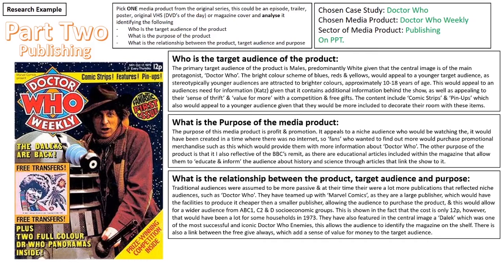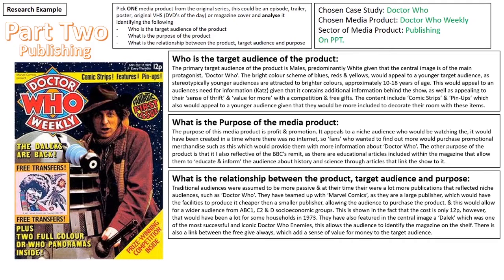a wider demographic, so A, B, C1, C2 and D socio-economic groups, because even though it's 12p and you go, oh no, it's 12p, this is 12p in the 1970s, so 12 pence was a reasonable amount of money, but again it's not something that children would not have been able to afford out of doing chores and their pocket money. And in the central image they've used a Dalek, all right, so that a lot of people would be able to identify automatically that the Dalek is a regular character, and it's one of the most iconic Doctor Who characters, and so they'll see it on the shelf and be drawn to it.